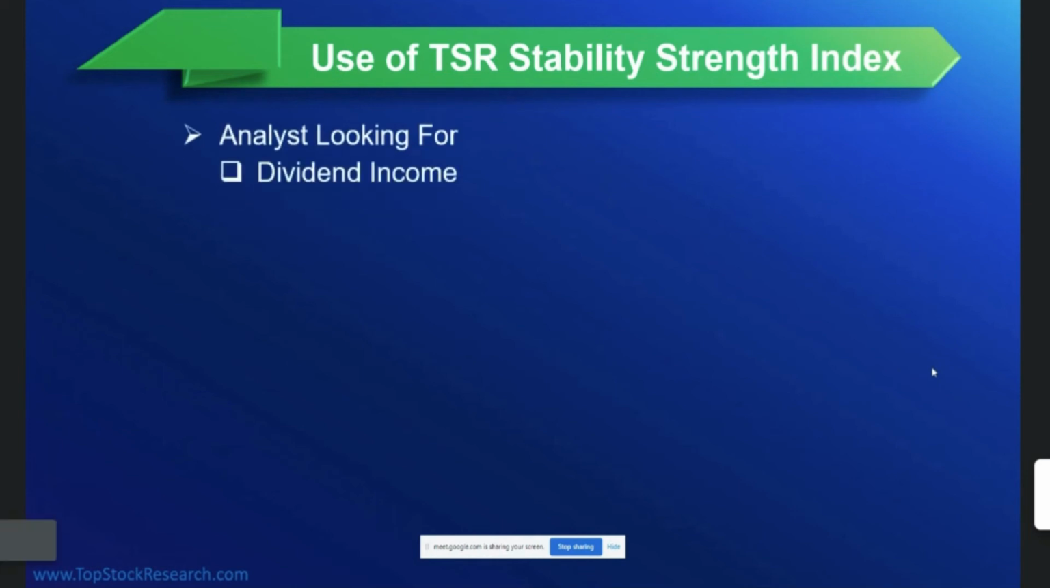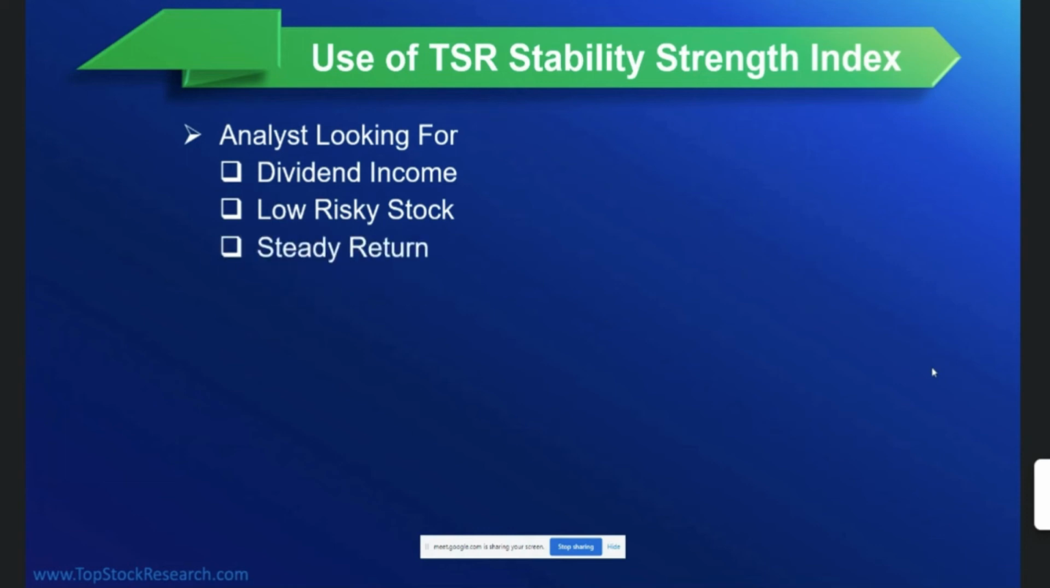Use analyst looking for dividend income. So more for risk averse. Let's say you just got retired. You want to get, and you feel that you can get better returns in stocks over FDs. Then these are the kind of stocks that you should be looking at. Primary dividend, low risk, company may not collapse even in a serious downturn. Steady return, safe investment.